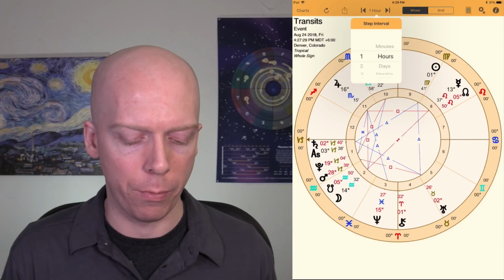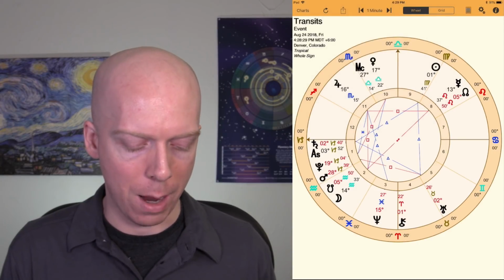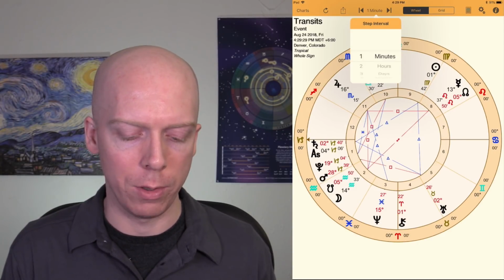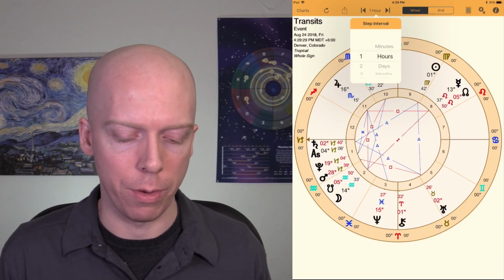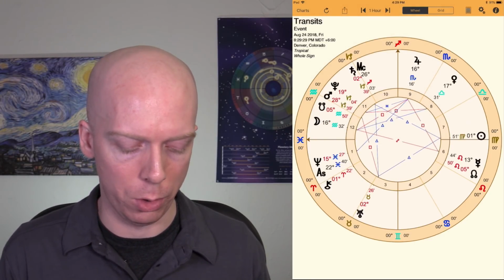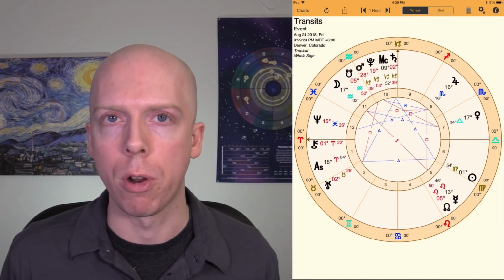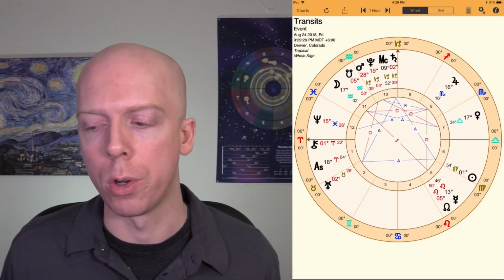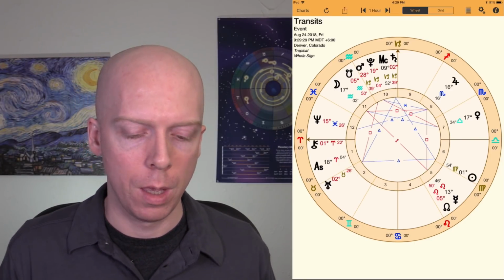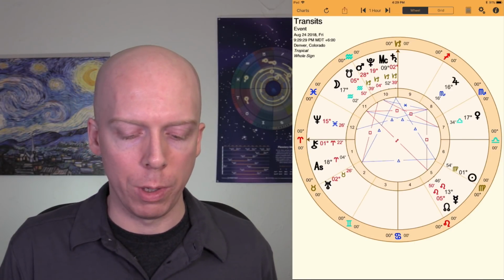You can also move it forward and backwards by hours and minutes if you're trying to do rectification or electional astrology or other things like that. It can be very useful in terms of just adjusting the chart and seeing where the planets will be at different points in time, whatever increments you want to look at. Let's see, other things that you want to know about.